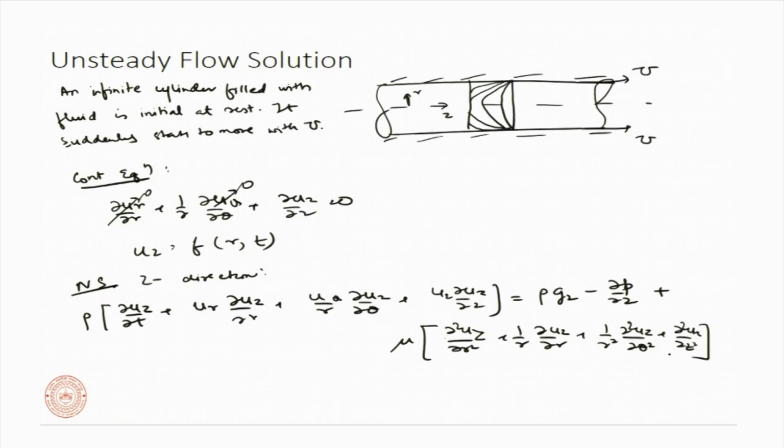Okay. Now, we can make some modifications. U r and u theta are 0. There is only flow in the z direction.